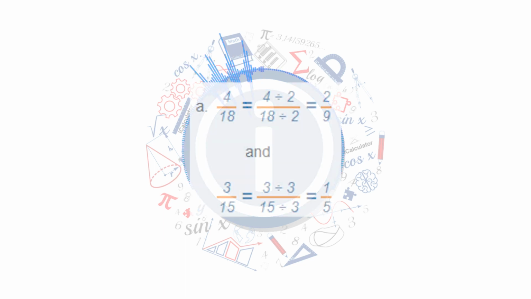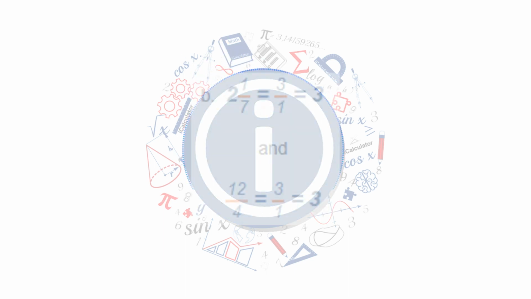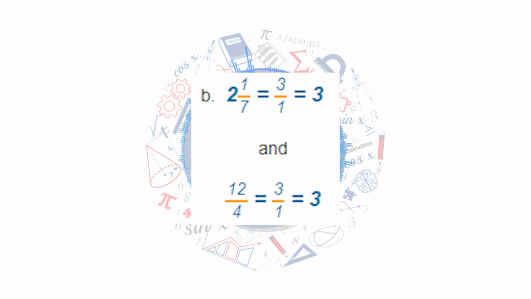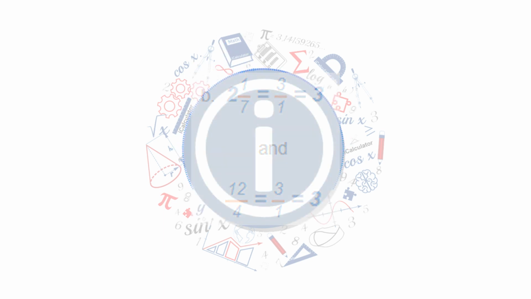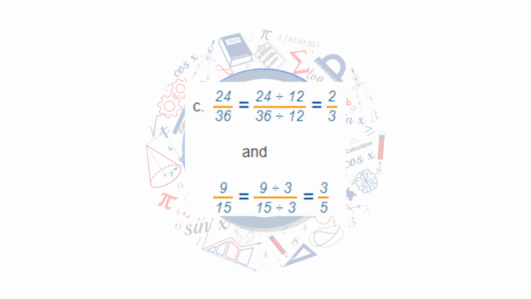Thus, A. Since these two fractions are not equal, the quantities they represent are not in proportion. B. These fractions are equal, so the quantities they represent are in proportion. C. Since these two fractions are not equal, the quantities they represent are not in proportion.